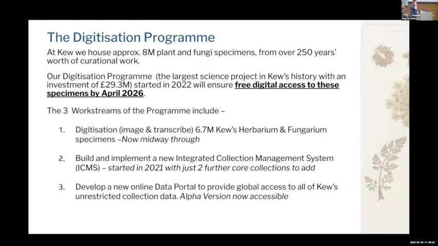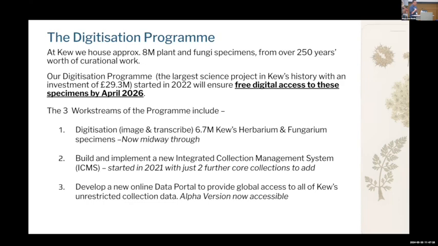So we have about 8 million plant and fungi specimens going back over 250 years at Kew. And of that, about 1 million had been digitized. It took about 15 years to get there. And so there's an onus to actually move on and get the other balance of that done. So we started this project in April 2022. It's about £30 million to do this task, and we expect to conclude by March, April 2026, at which point we should be able to have all our data exposed and accessible globally.